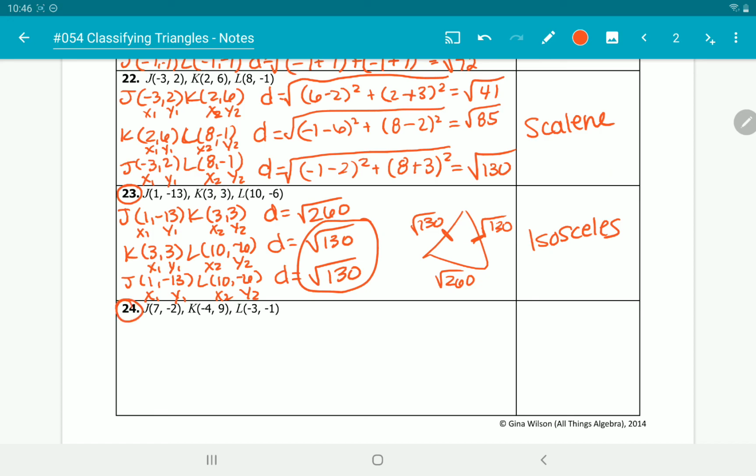Now I want you to try number 24 on your own. Again, do J and K, K and L, okay, and then J and L. Figure out what the distance is for each of those and determine whether none of them are the same, two of them are the same, or all three of them are the same, and label it based on that.